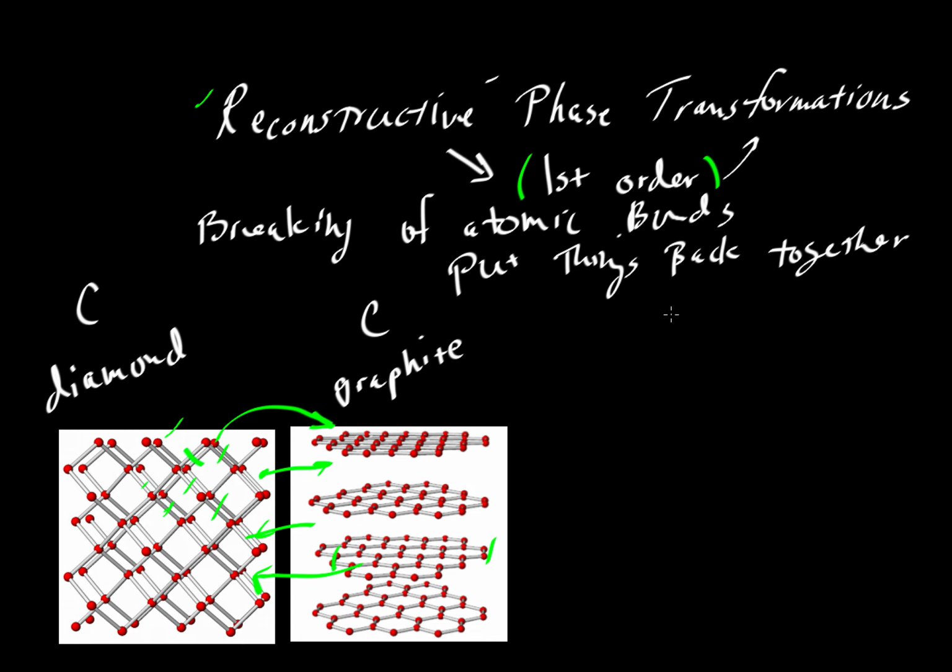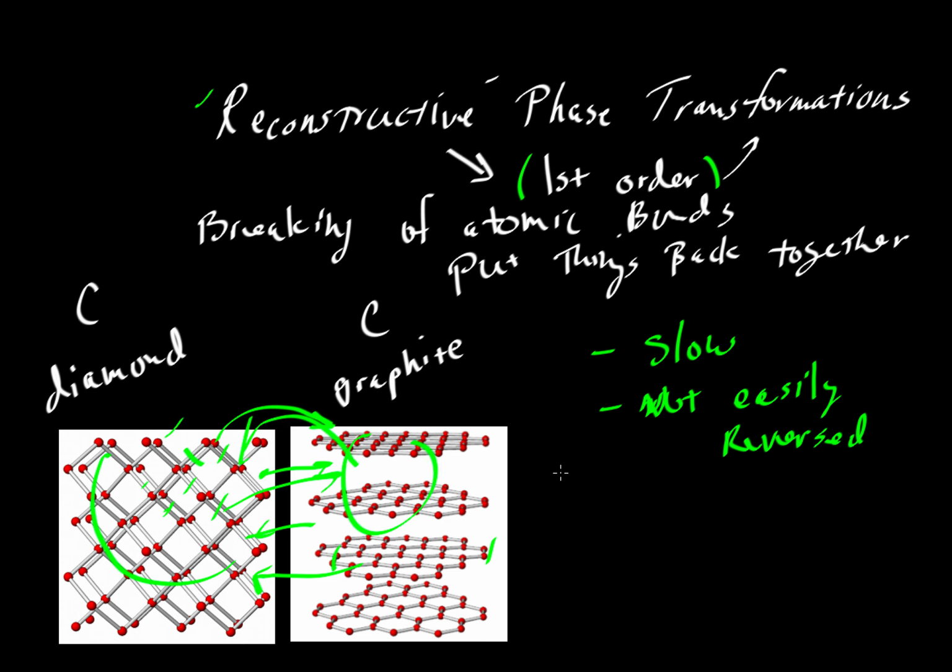These kinds of phase transitions have certain properties. They tend to be slow. They're not easily accomplished. It's not easy to get from one structure into another, and they are not easily reversed. So once you make diamond from graphite, it's not so easy to go back and make the stuff you started with. By the same token, once you make diamond, it's not going to snap back into the other structure.